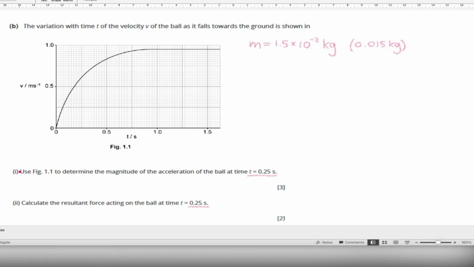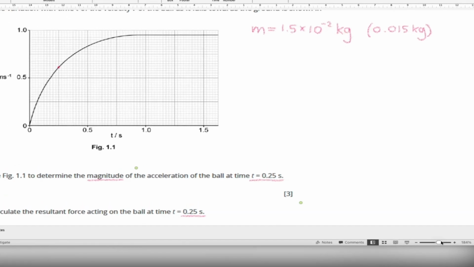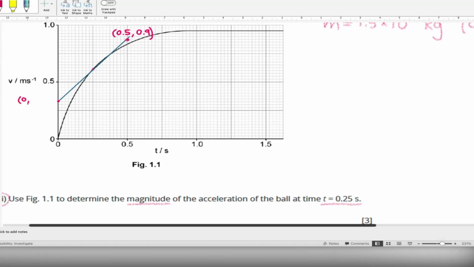So what we have to do, I'm just going to read part A again. We have to use this graph to determine the magnitude of the acceleration of the ball at 0.25 seconds. So this is the point, 0.25 seconds, and what we have to do is actually draw a tangent here. So I'm going to zoom in. Just going to adjust this line a little. All right, so here we have a tangent. Let's identify 2 points on this tangent. So we have this point over here with the coordinates 0.5 and 0.9. And then we have another point over here. I'm just going to make the tangent longer.